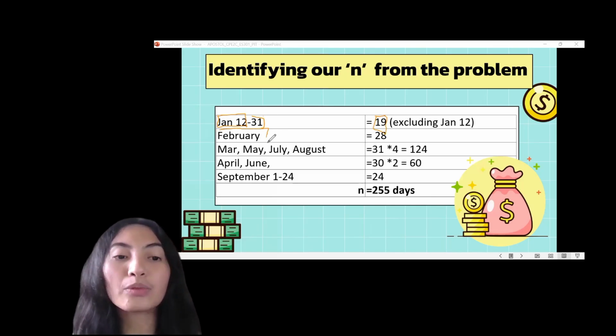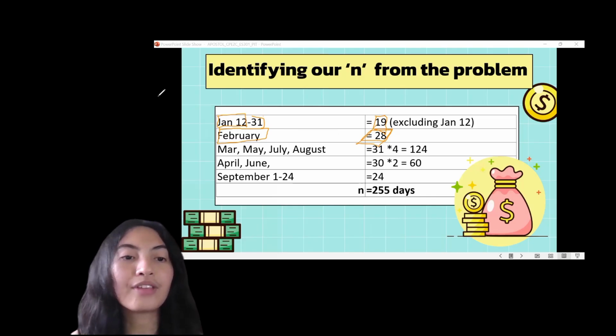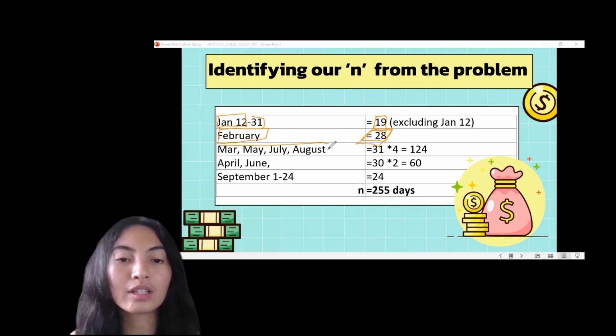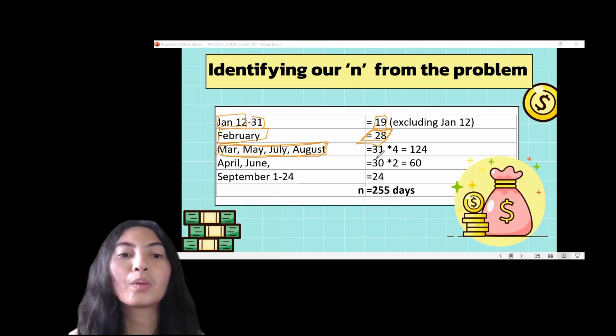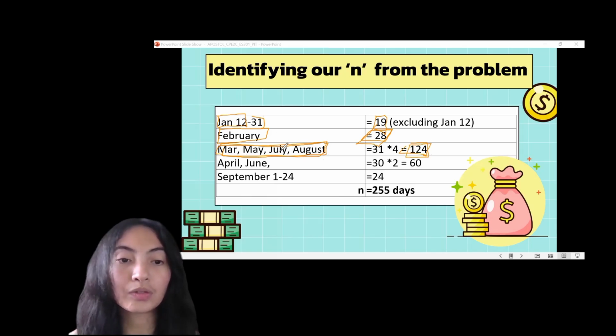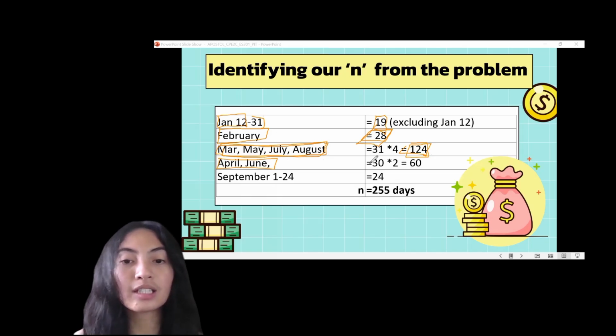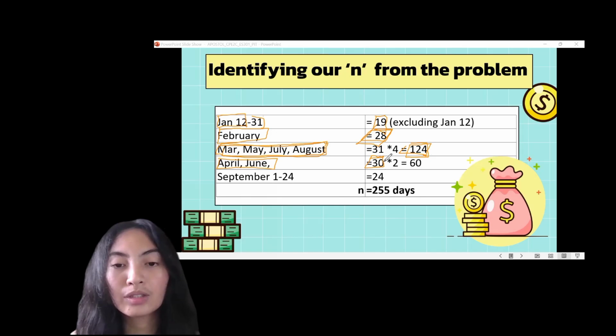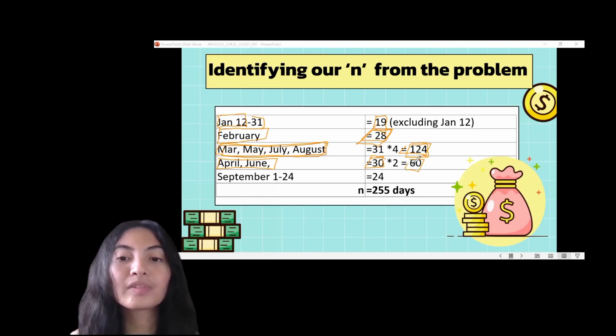Next is the month of February, which is 28 days, since it is an ordinary year. And then we have the months that have 31 days in the calendar of 2007. We will multiply it by 4 in order to get 124, since there are a total of 4 months that have 31 days in our duration. Next we have April and June, the 2 months that have 30 days. We will multiply it by 2 in order to get 60.